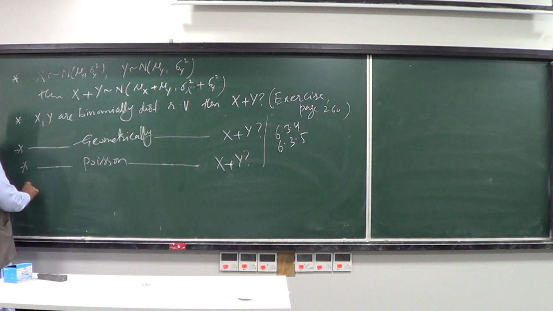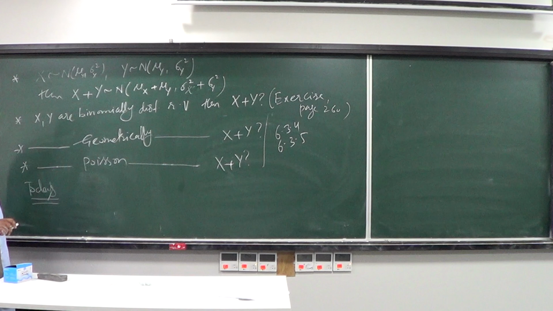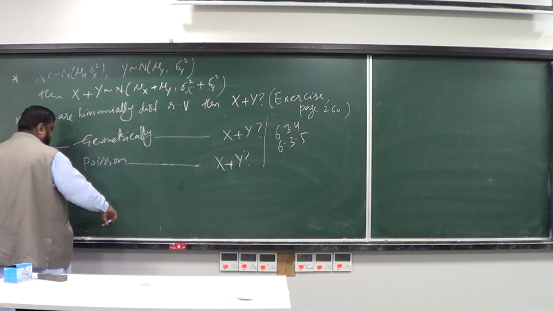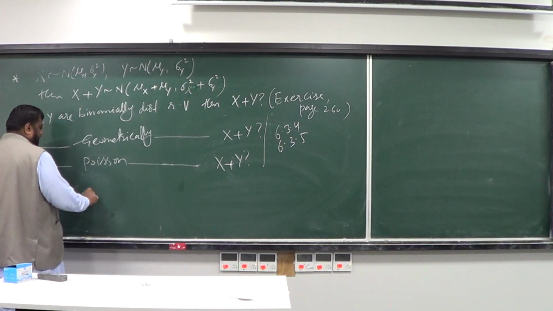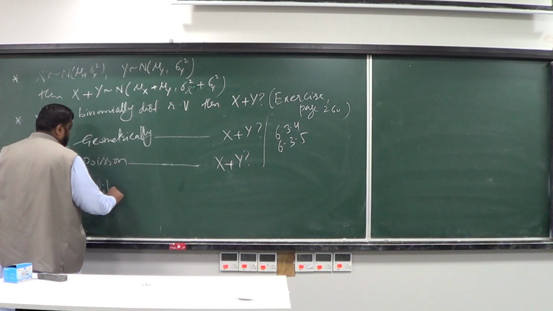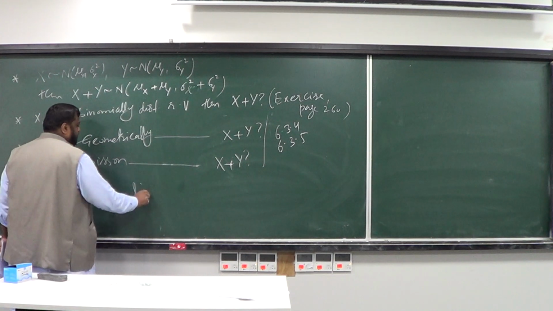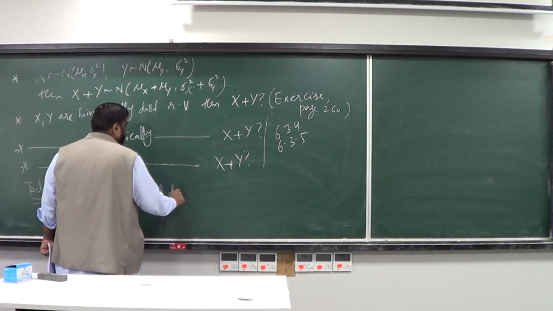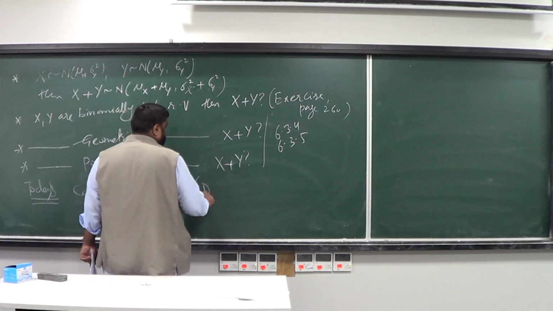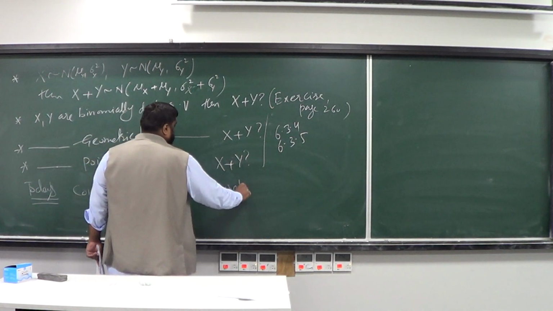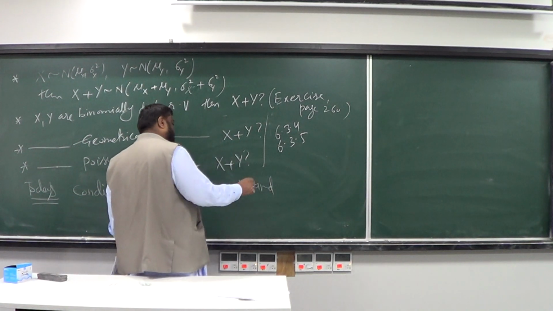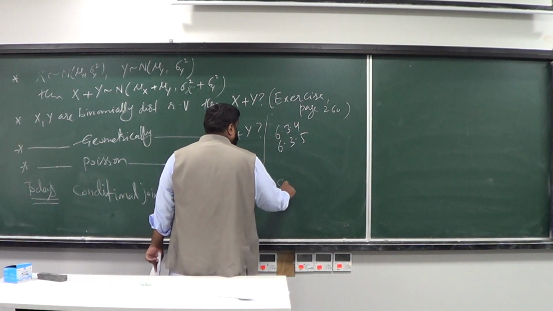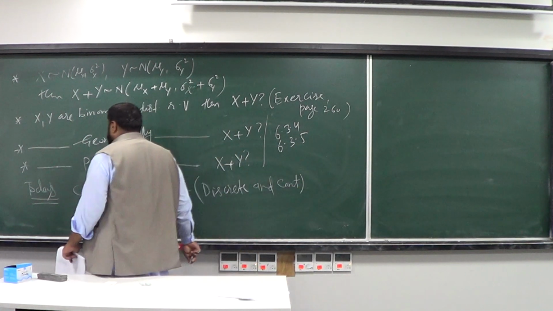So what is today's agenda? In today's discussion, we are going to cover some material on conditional joint distributions, in both cases, discrete and continuous. We'll consider different examples.